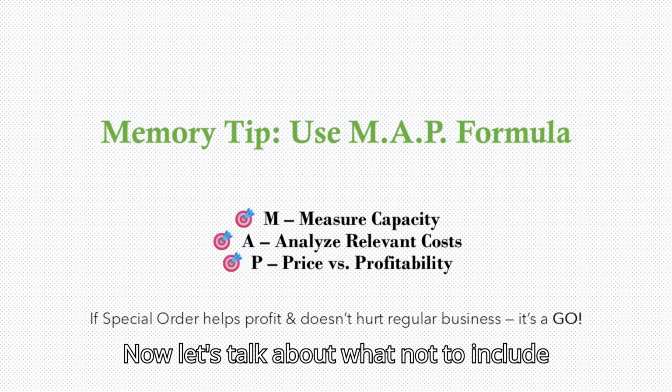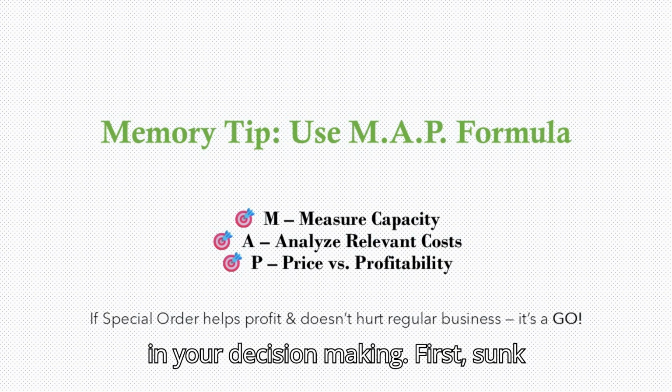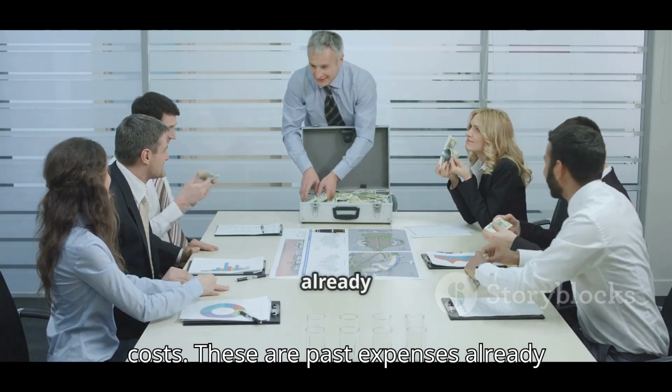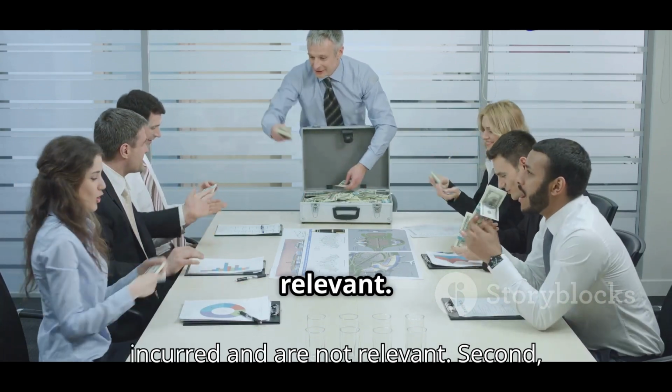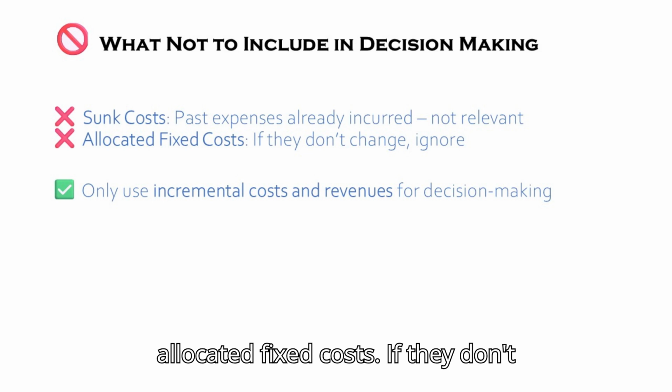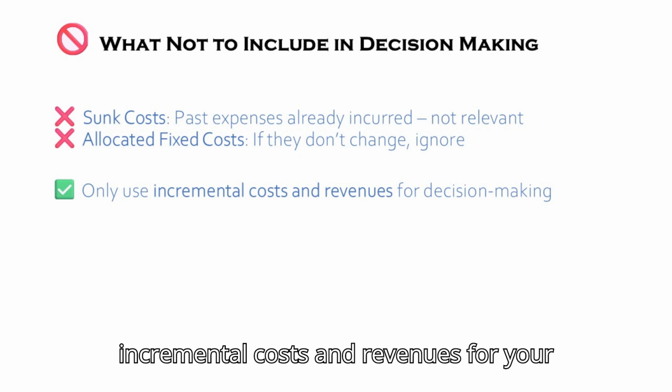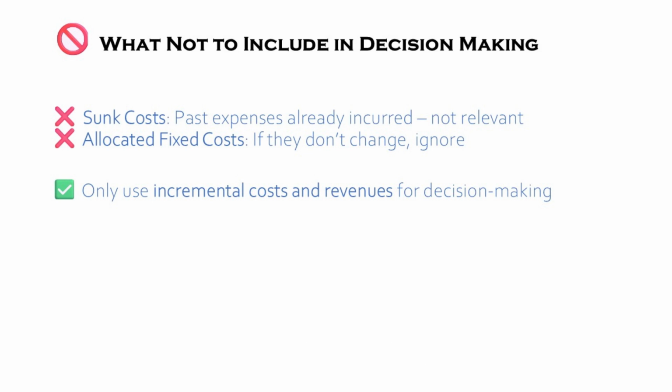Now let's talk about what not to include in your decision-making. First, sunk costs. These are past expenses already incurred and are not relevant. Second, allocated fixed costs. If they don't change, just ignore them. Only use incremental costs and revenues for your decision-making.